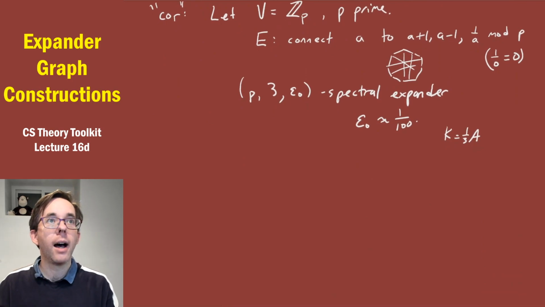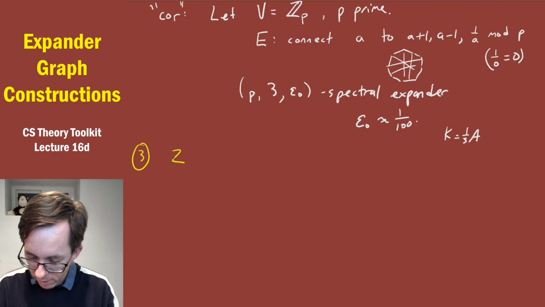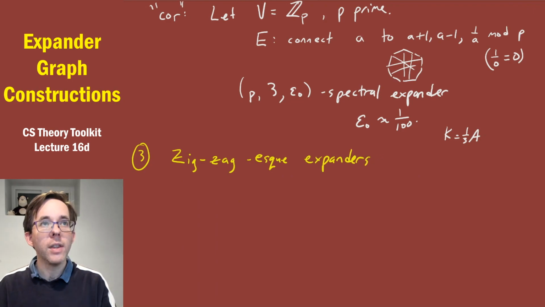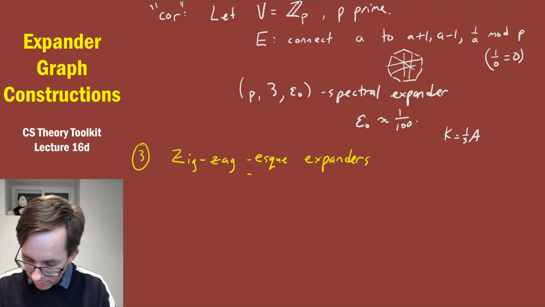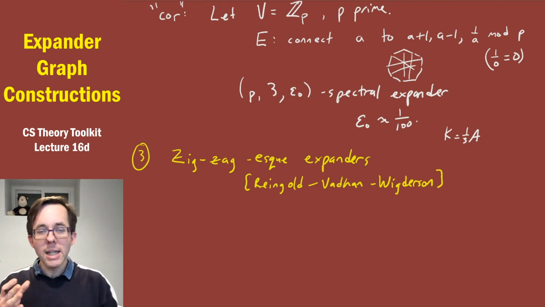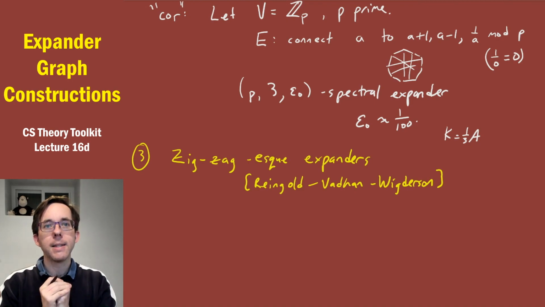The last family of expanders I want to talk about is what might be called zigzag-esque expander graphs. These kinds of expander graphs were developed by Reingold, Vadhan, and Wigderson a little while ago. What's cool about them is they're an explicit iterative construction of larger and larger expander graphs, which is nice.